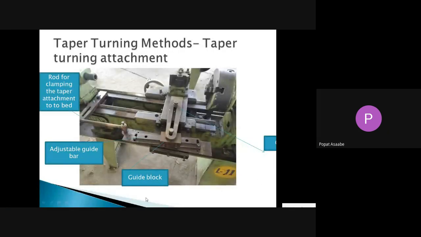See here. Once again, I will explain. See, in that taper turning attachment, this is your tool post here. Inside that tool post, we can hold your single point cutting tool. So suppose this is your single point cutting tool. Okay, and here we have the chuck, and inside the chuck we can hold your workpiece.